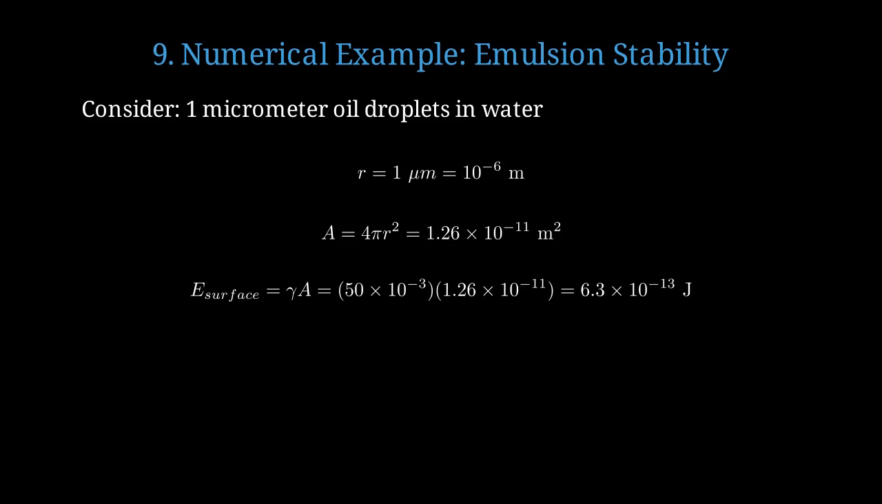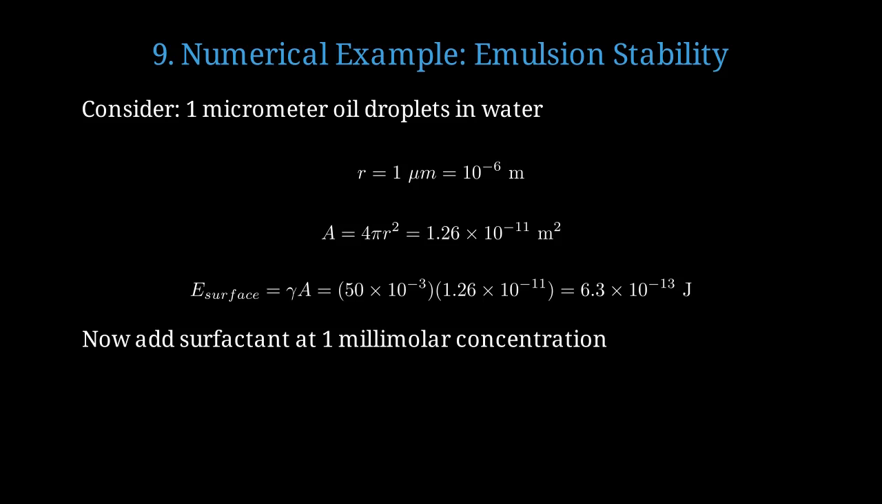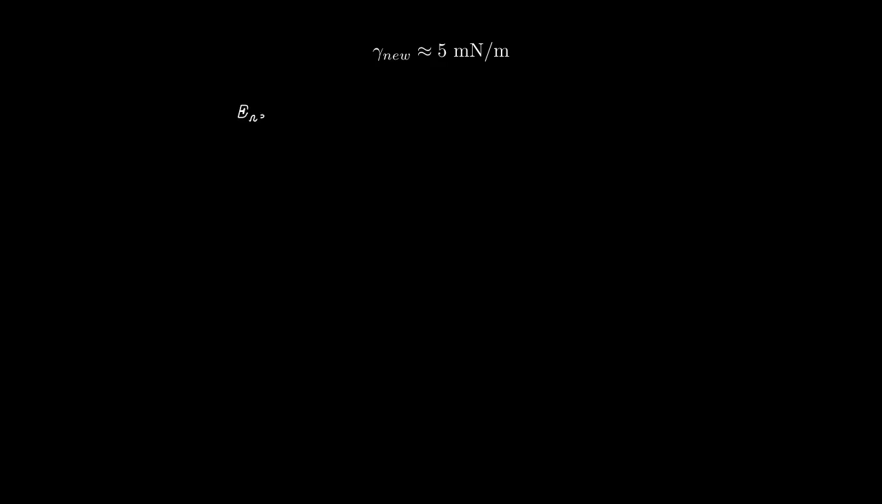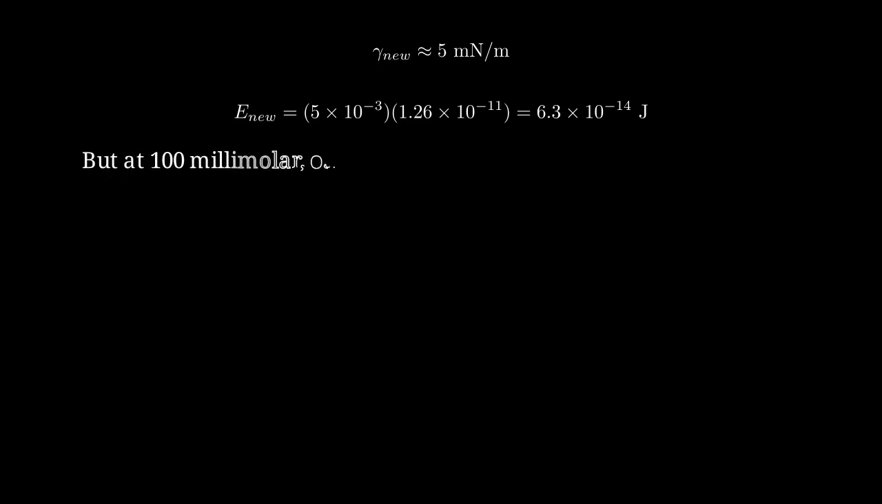joules per droplet. Now let's add surfactant at 1 millimolar concentration, just above the CMC for many surfactants. The interfacial tension drops to about 5 millinewtons per meter, a tenfold reduction. The new surface energy is now 6.3 times 10 to the minus 14 joules, 10 times lower. This stabilizes the droplets. However, if we increase concentration to 100 millimolar, osmotic pressure starts to dominate.